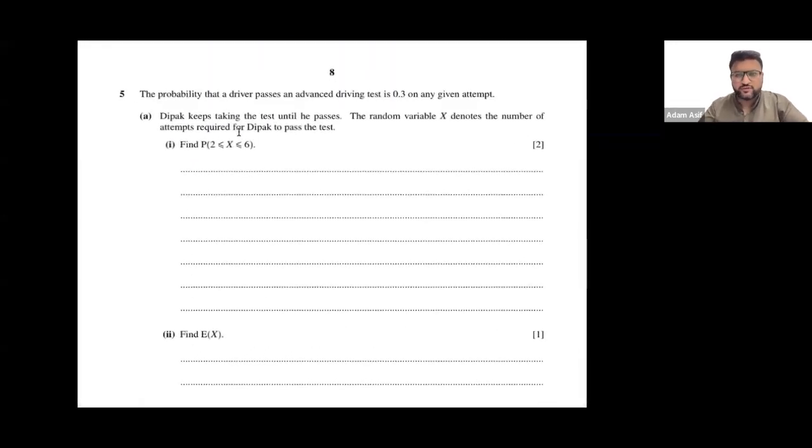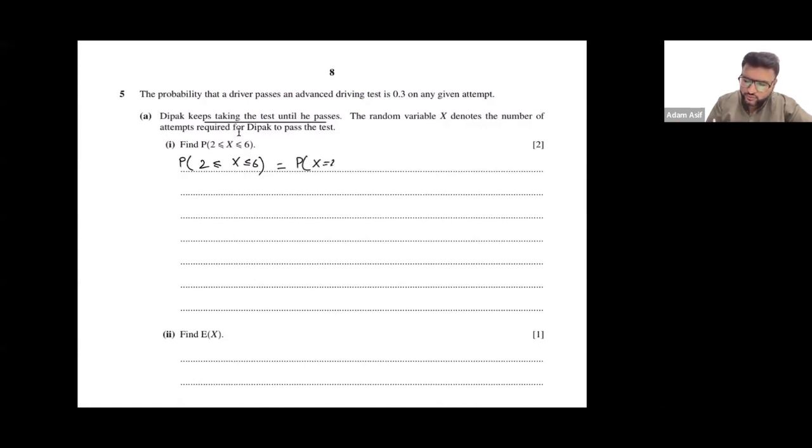Okay, question number 5. The probability that a driver passes an advanced driving test is 0.3 on any given attempt. Deepak keeps taking the test until he passes. The random variable x denotes the number of attempts required for Deepak to pass the test. Find the probability that x is greater than or equal to 2 and less than or equal to 6.